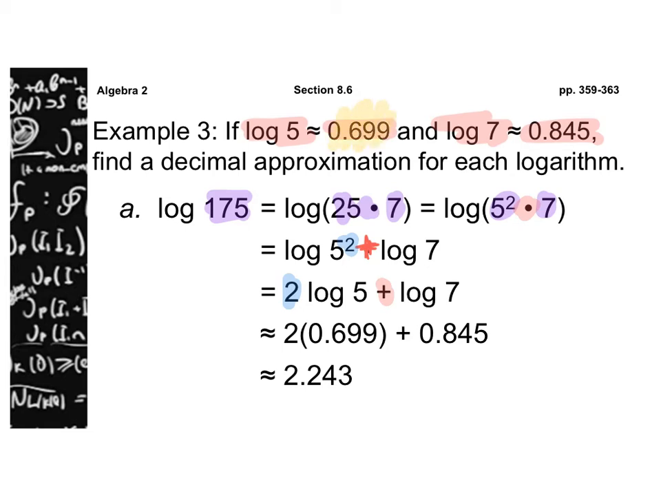Okay, remember I had 0.699 for log 5 and 0.845 for log 7. Remember, this is still being multiplied by 2. Put this into my calculator, out pops that ever so lovely answer, 2.243. And I'm done.